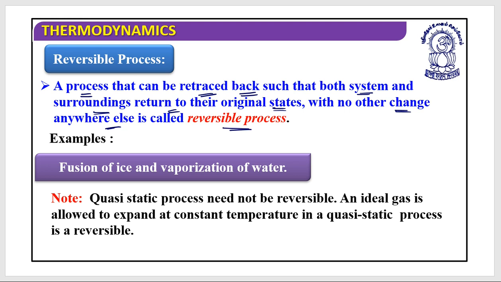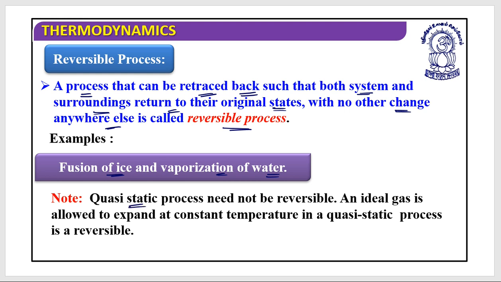Let's take an example of the fusion of ice, or vaporization of water, where the matter as well as the surroundings come back to the original state. Initially it was water in a liquid state, it freezes and becomes ice, again it melts and becomes water. In this situation the system and surroundings both regain their original states. These kinds of processes are known as reversible processes.